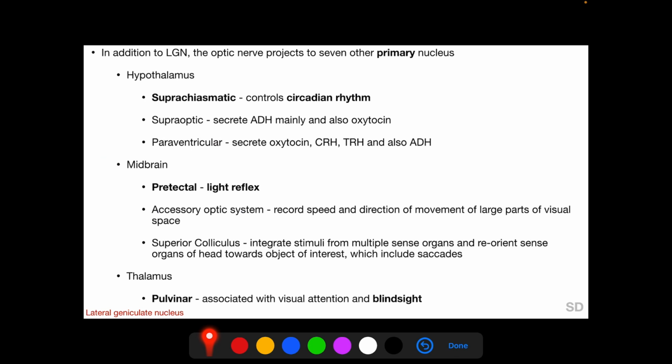In the midbrain, apart from the pretectal nucleus, some other retinal fibers also project to the accessory optic system, which records speed and direction of movements of large parts of the visual system, and the superior colliculus, which integrates stimuli from multiple sense organs and reorients the sense organs of the head towards objects of interest, including the eye, by generating saccades, which we will be discussing in the session on supranuclear disorders of eye movement. Other retinal fibers pass to the pulvinar in the thalamus, which is associated with visual attention and blind sight. We will be discussing blind sight in the session on disorders of higher visual system.